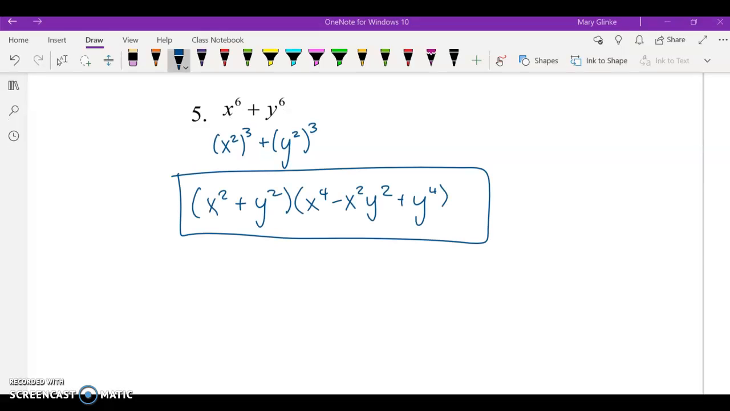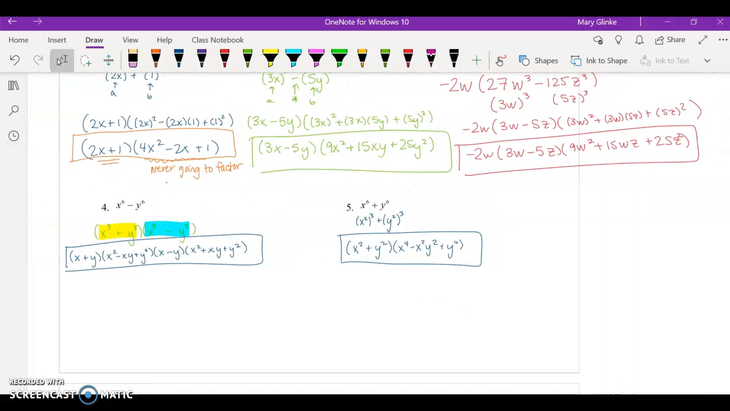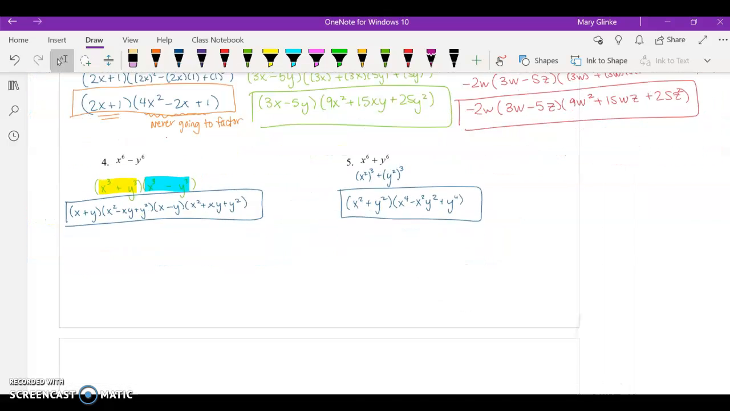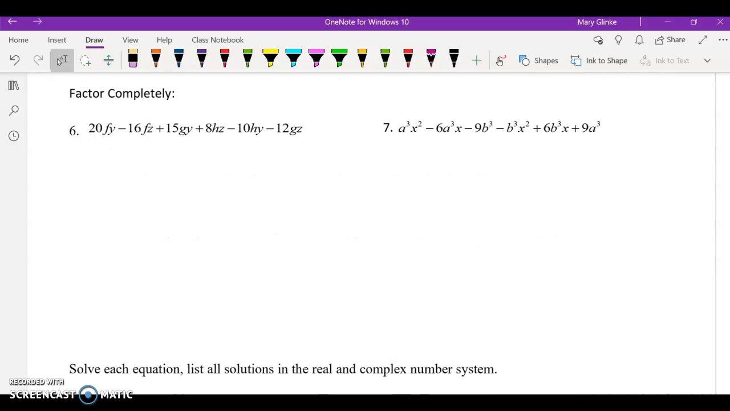Okay, so here we go. x squared plus y squared, x to the fourth minus x squared y squared plus y to the fourth. So that's a new method of factoring. Now what we're going to do is try to apply that in some different contexts. For these ones, we're not going to use a new method of factoring, but we are going to have to be creative with how we try to factor it.